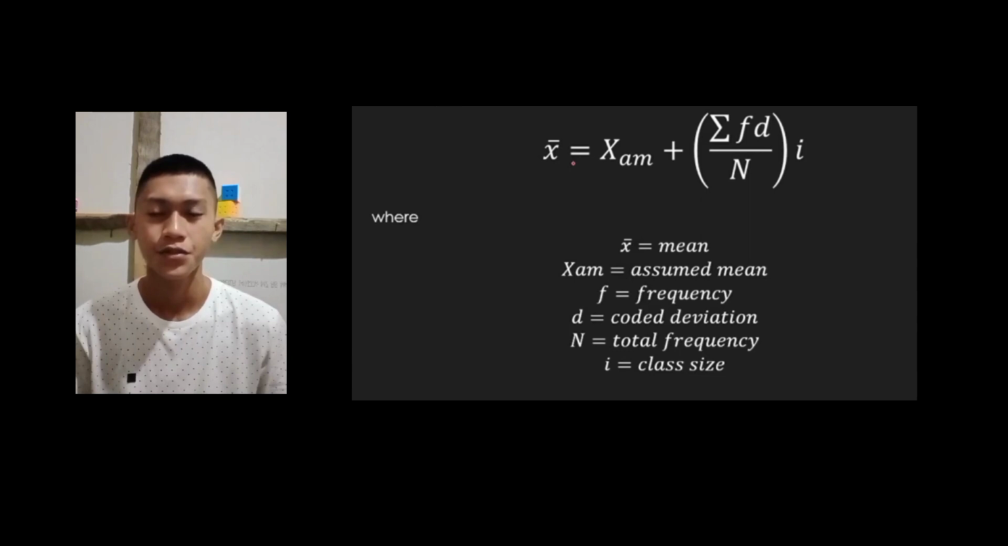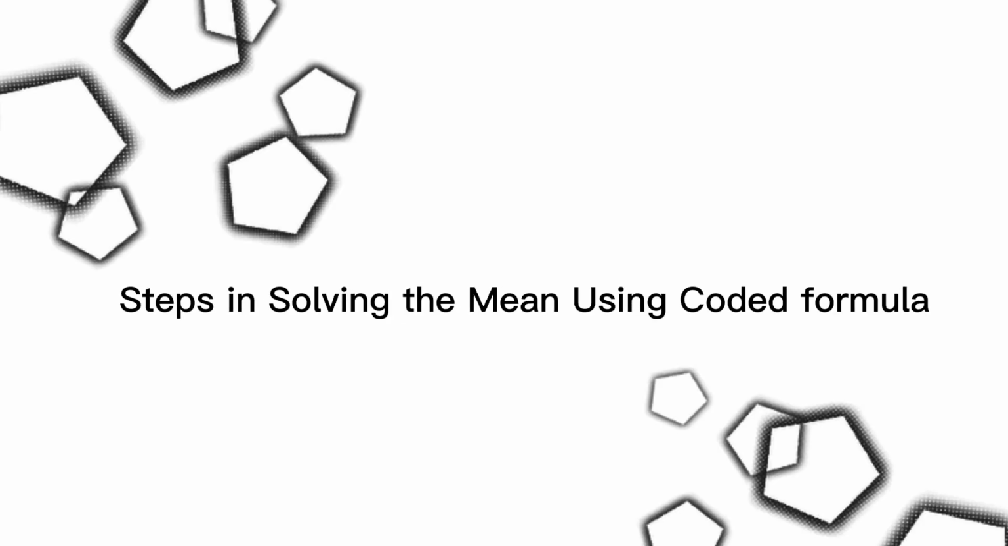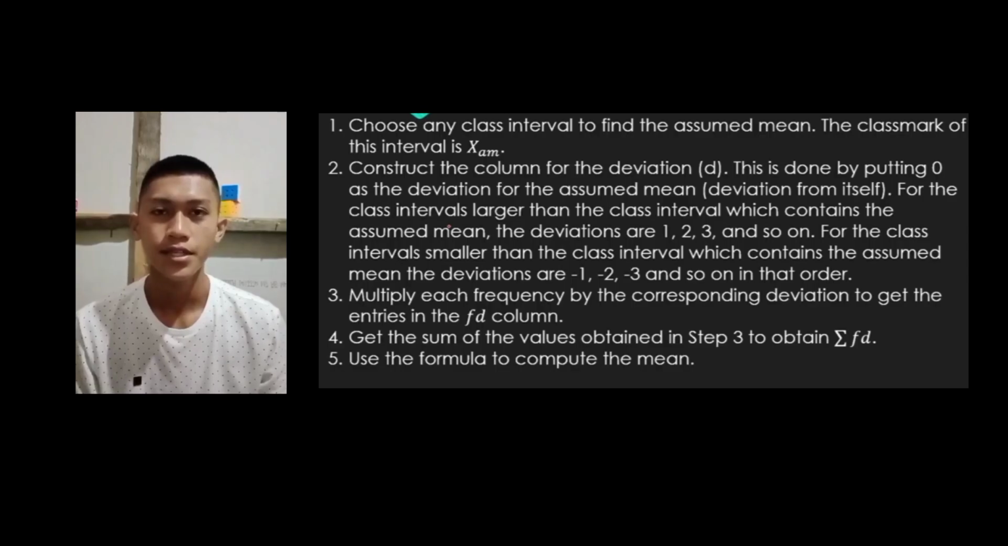Where x bar stands for the mean, x_am for the assumed mean, f for the frequency, d for the coded deviation, n for the total frequency, and i for the class size. For the steps, step 1: choose any class interval to find the assumed mean. The class mark of this interval is x_am.